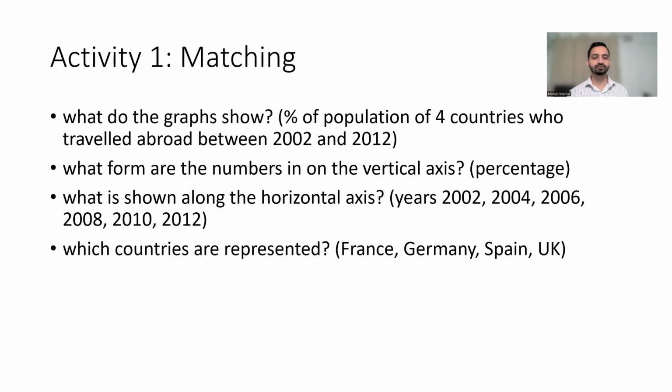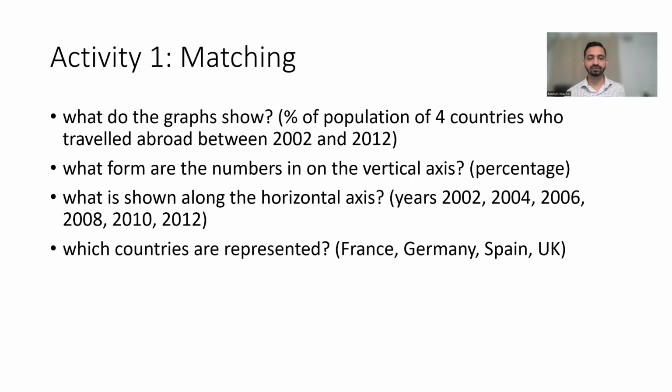What form are the numbers in on the vertical axis? Is it percentage? Is it numbers? Is it millions? What is it that you have been presented with? What is shown along the horizontal axis? It could be years. It could be different electronics, different types of things. But make sure that you look for the heading, you look for the vertical axis and horizontal axis.